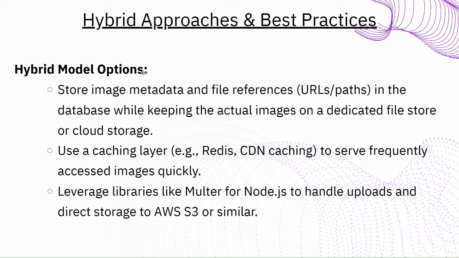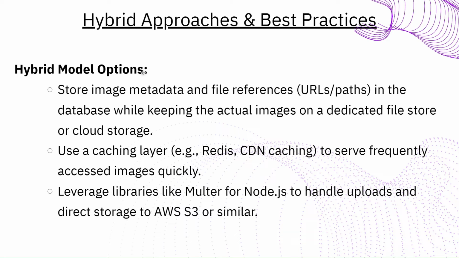Now, using a caching layer, for example Redis or CDN caching, to serve frequently accessed images quickly is also a very good practice. Suppose your user cannot spend too much time waiting for an image to load. So if a particular image, like the website's logo or certain images that are very frequently viewed by the user, then you can cache those images so that they don't get fetched again and again from the cloud storage. They can be served directly from the place where they have been cached.